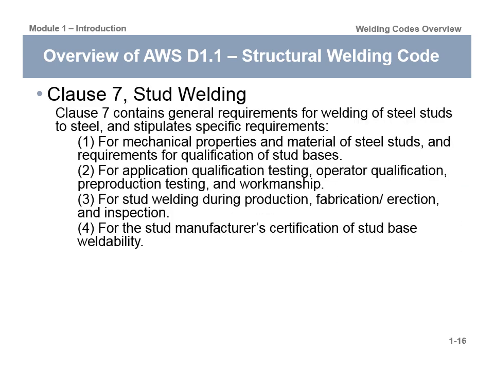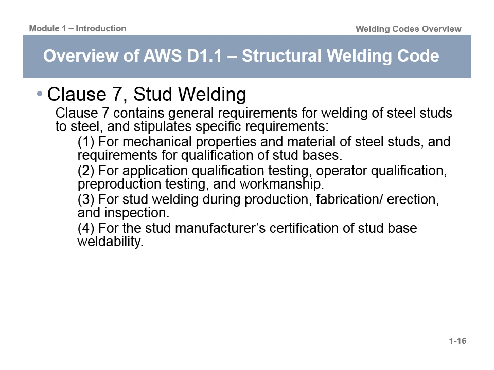Clause 7 is stud welding. Clause 7 contains the general requirements for welding of steel studs to steel, which stipulates specific requirements for the mechanical properties and material of steel studs and requirements for qualification of stud bases, application qualification, operator qualification, pre-production testing and workmanship, stud welding during production, fabrication, erection, and inspection, and then for the stud manufacturer's certification of stud base weldability.